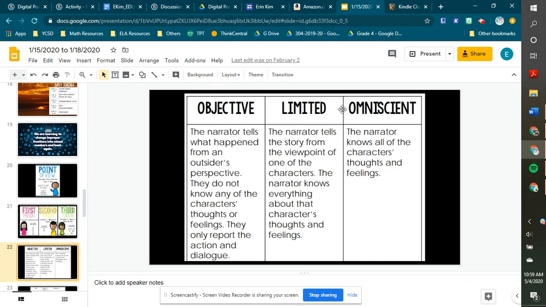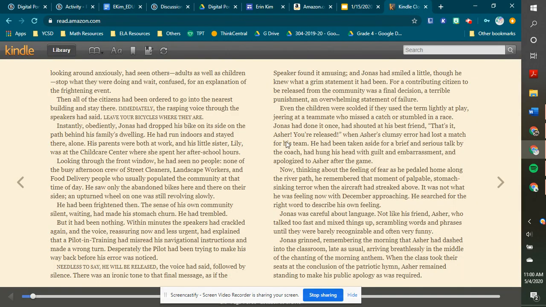The second one for third person is third person limited. So the narrator tells the story from the viewpoint of one of the characters, and the narrator knows everything about that character's thoughts and feelings. So we read the book The Giver, and I can show you it right now, actually.